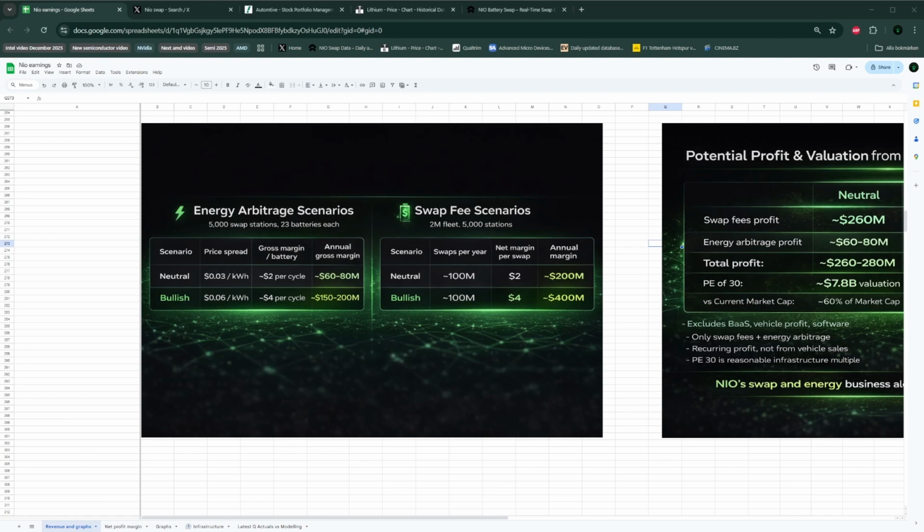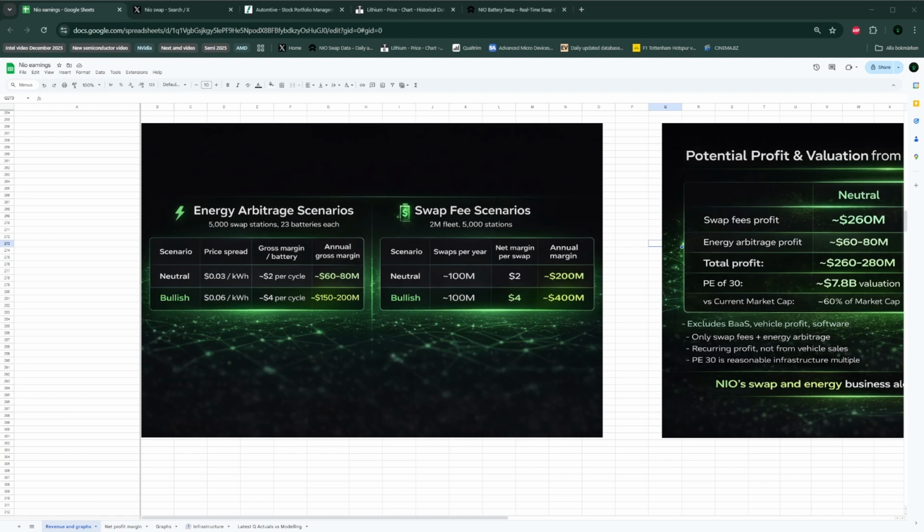So let's say in the energy arbitrage scenario, you have 3 cents per kilowatt hour. It would mean that for each battery pack of around 70 kilowatt hours, you make $2 per cycle. So you charge it up and you sell it 3 cents more expensive to the customer. And in the more bullish scenario, that 3 cents is doubled to, let's say, 6 cents, and that's essentially $4 or so per cycle. The annual gross margin addition would be, in the lower case, 60 to 80 million, and in the higher case, let's say 150 to 200 million, based on, again, 5,000 swap stations, 23 batteries on each station, and a fleet size of around 2 million cars, and if you assume that each car is doing roughly one swap per week.